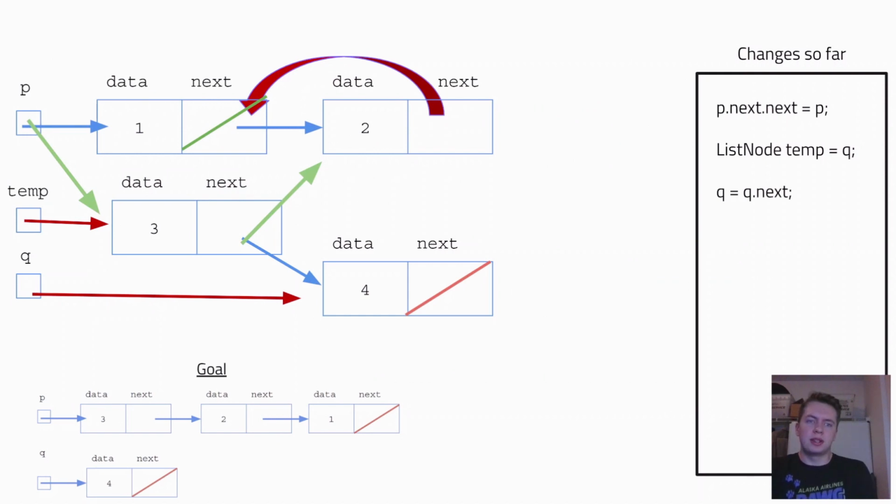Awesome. So we have 3 changes left to make. We need to change p to point to the 3 node. We need to change the 1 node to have a next field of null. And we also need to change the 3 node to point to the 2 node. Are any of these safe?